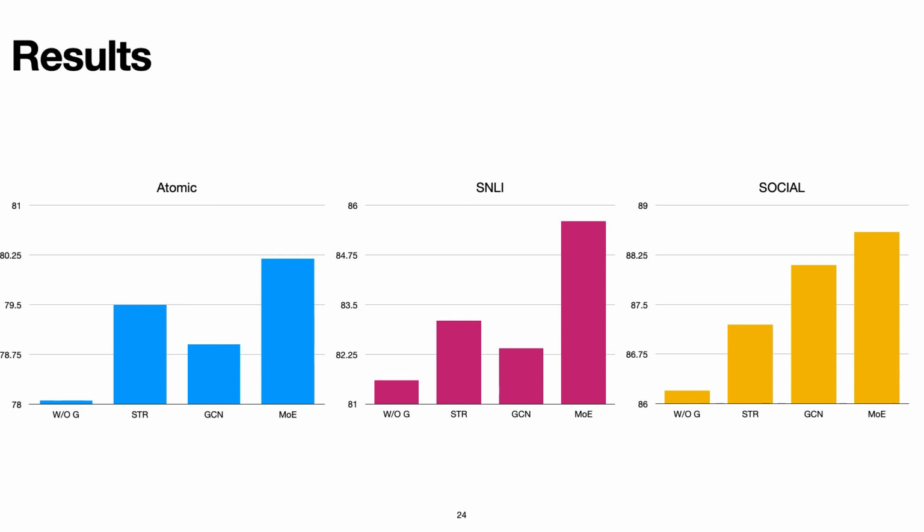So these are the results. As we can see, the MOE model outperforms both the string and the GCN baselines. The GCN baseline actually performs slightly worse than the string baseline in a couple of domains. And again, we think it's because of the amplification of noise.